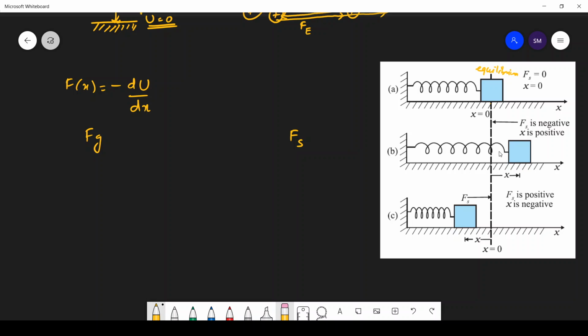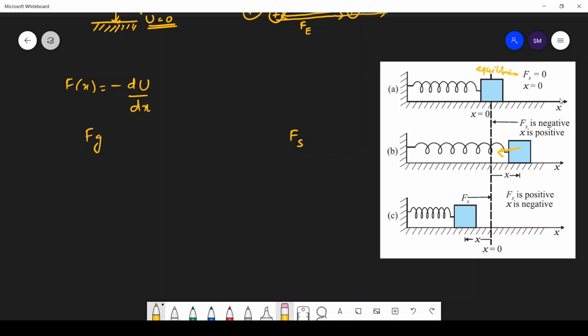Now I have stretched this spring. So tell me, in what direction is the force acting on this spring now? Spring force. You are pulling it on this side, but what is the direction of the spring force? This direction. This is the direction of the spring force.